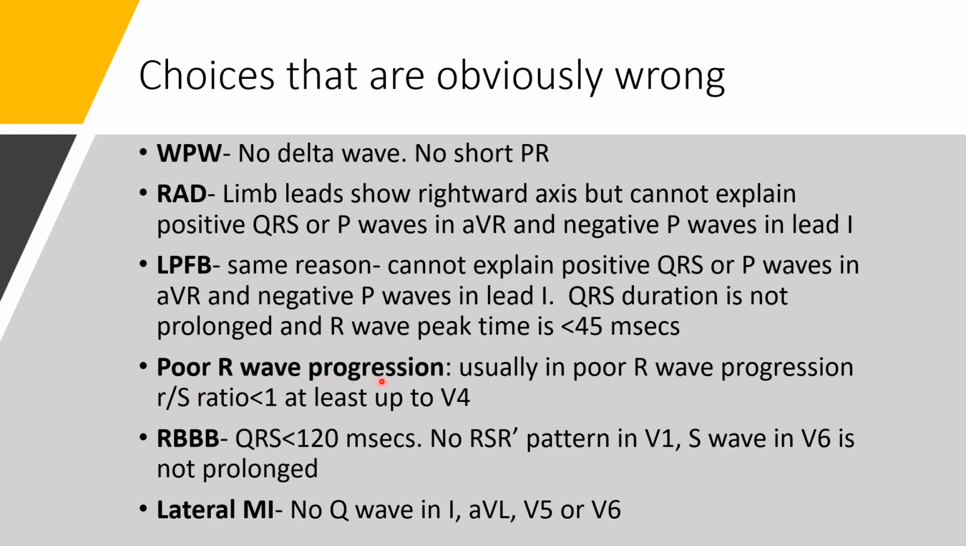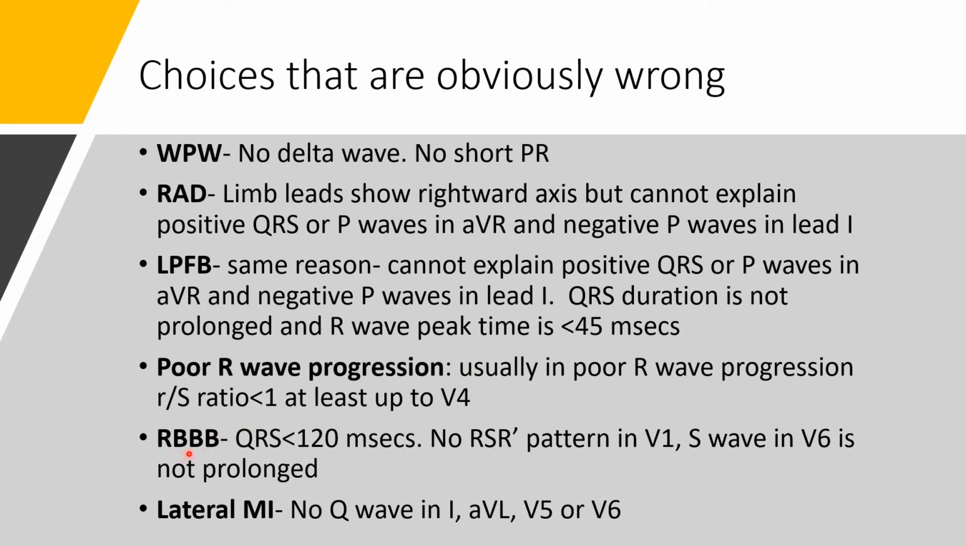Poor R wave progression is not the answer in this EKG because usually in poor R wave progression, the R to S ratio is less than 1, at least up to V4. But if you see in this EKG, your R waves are much larger than S waves in the precordial leads. In fact, there's only R waves, no S waves in lead V1 and V2. So that goes against just poor R wave progression being the reason for this EKG.